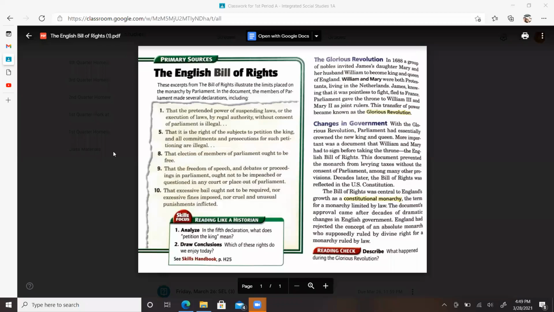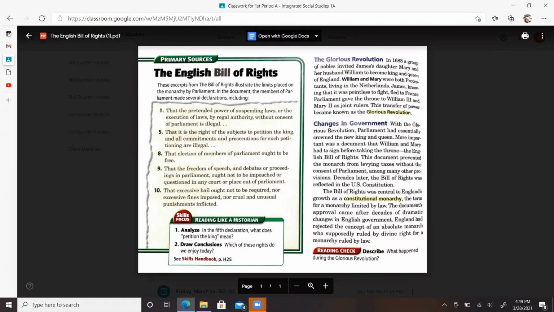All right, everyone. It's the last home assignment of the week. We're going to be examining a primary source here on the left, the English Bill of Rights, just a few excerpts from it. And I will also be reading to you a little bit about some background information on the English Bill of Rights, how it came to be.